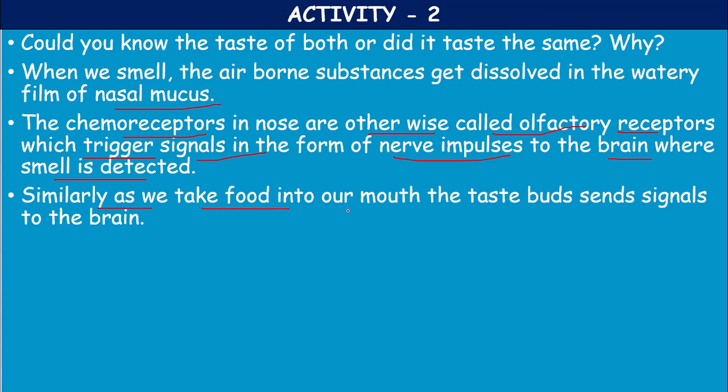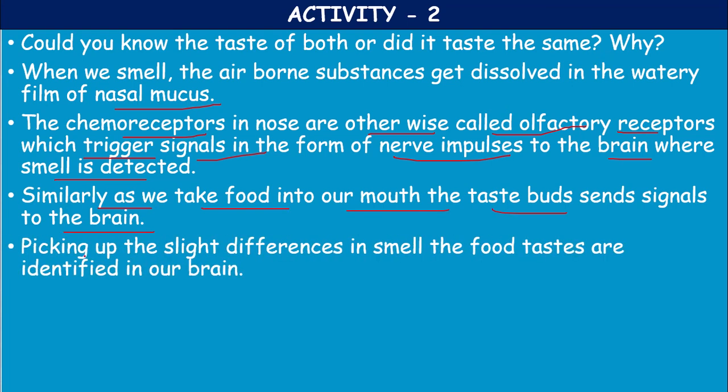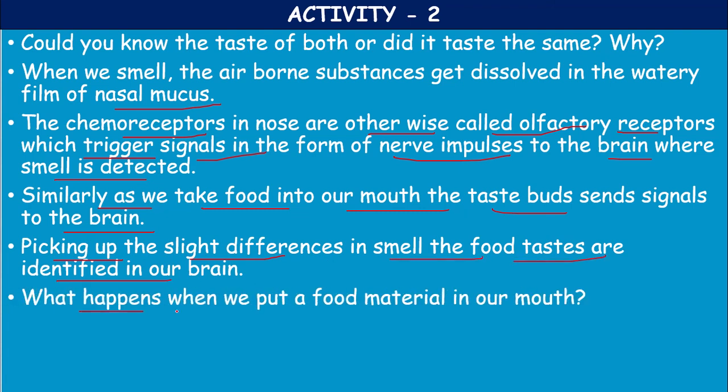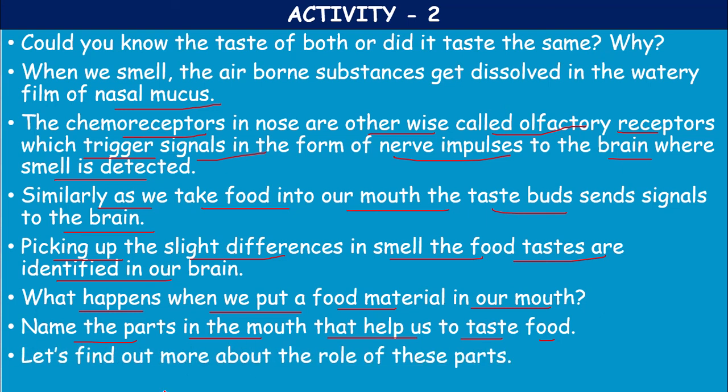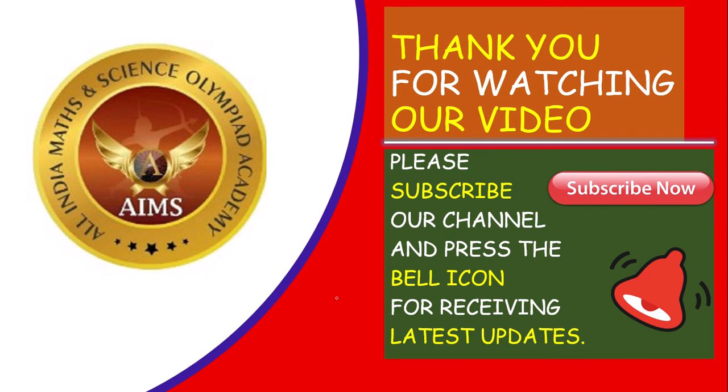Similarly, as we take food in our mouth, the taste buds send the signals to the brain. By picking up the slight differences in smell, the food tastes are identified in our brain. So what happens when we put a food material in our mouth? So name the parts in the mouth that help us to taste food. Okay? So that is the taste receptors. So let's find out more about the role of these parts in the next video.